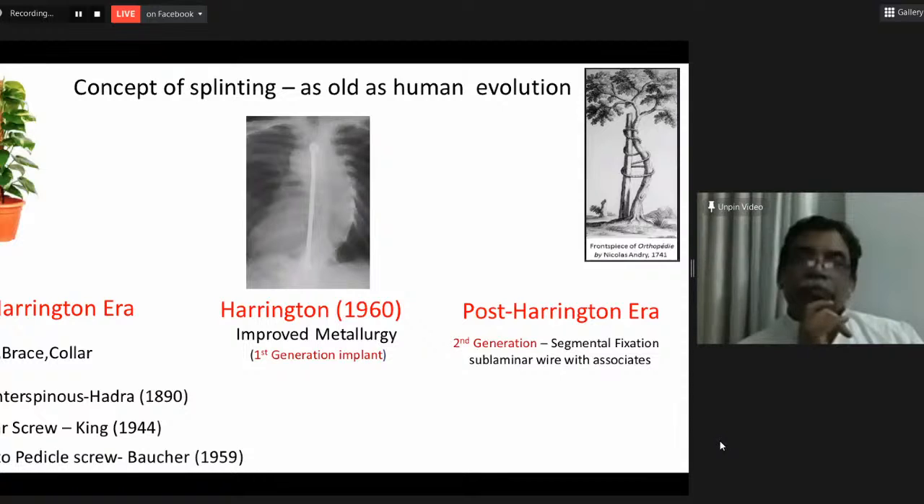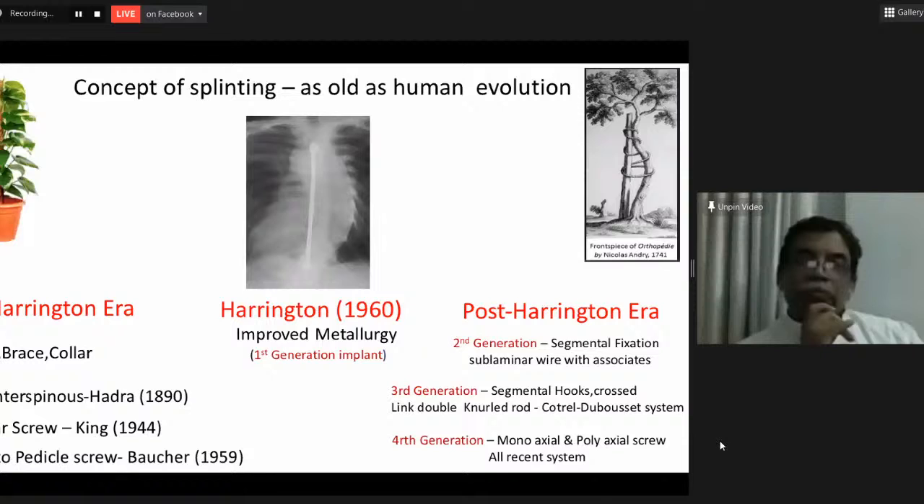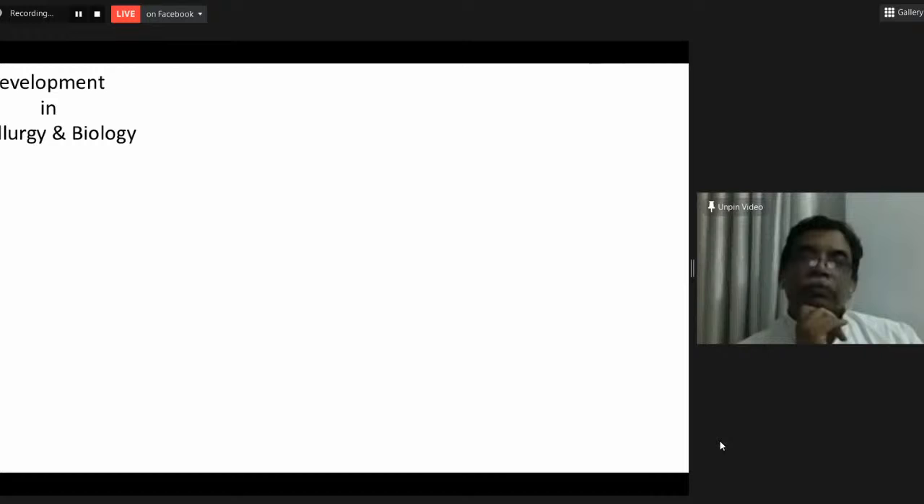The second generation implant came in the post-Harrington era, where there was a concept of segmental fixation, where sublaminar wires were used with the associated components. The third generation implant gave rise to the segmental hook, cross-linked double rod wire, and the CD instrumentation system developed in this era. The last and most developed one is the 4th generation, where we have a lot of modularity. We see this in the form of monoaxial and polyaxial screws. And all recent systems are included in this 4th generation.